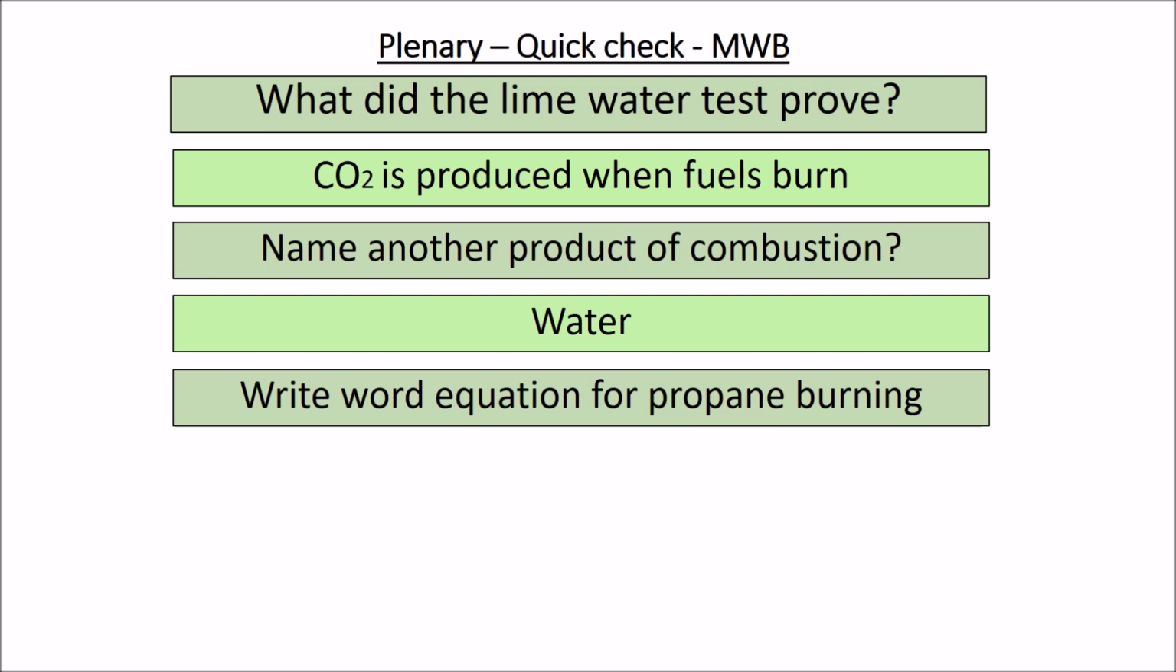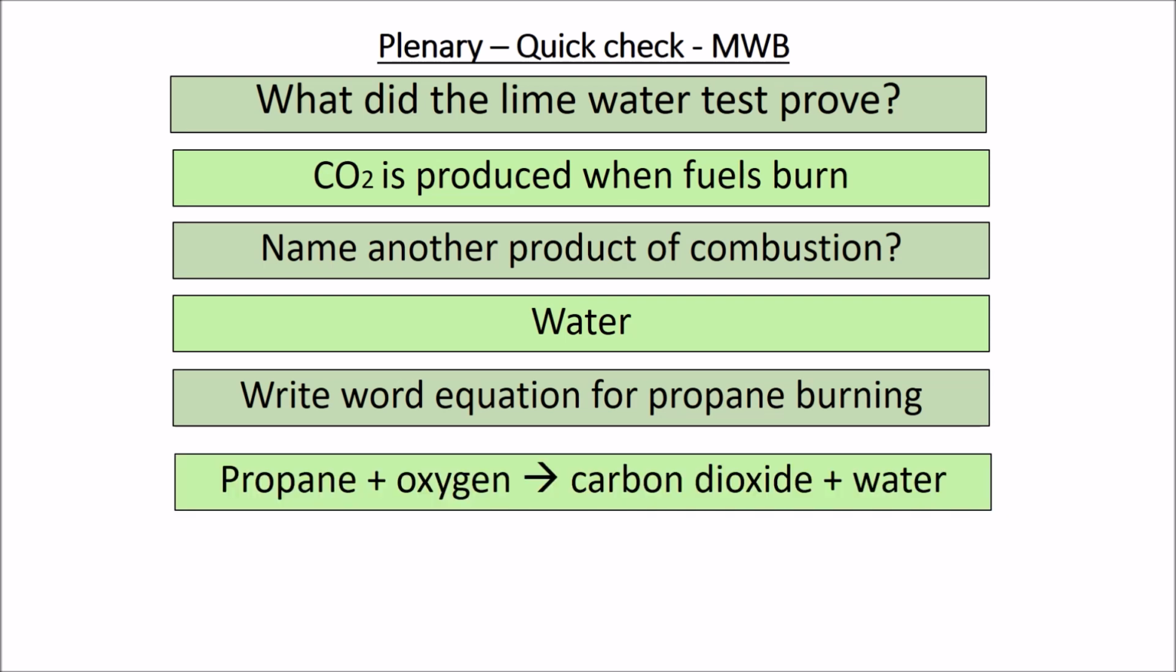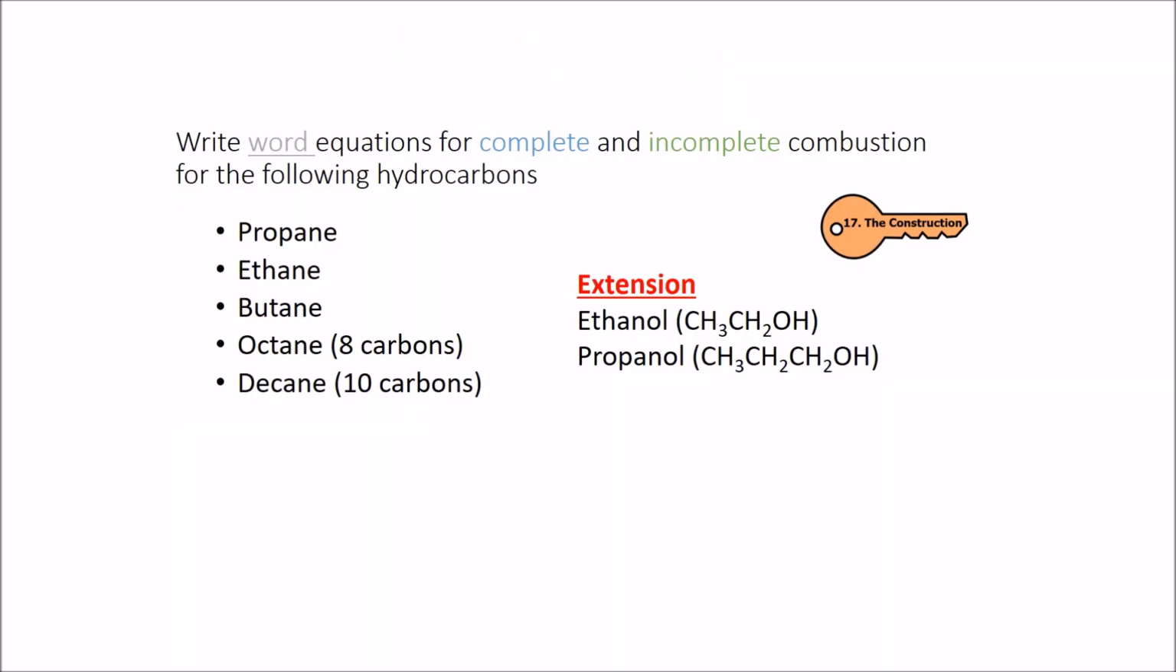Pause the video, have a go. If you wrote propane plus oxygen forms carbon dioxide and water, you are correct. So, got some more word equations here for you. Can you write the word equations for complete and incomplete combustion for the following hydrocarbons? Have a think, please. And if you can't come up with a complete combustion, have a think about whether it might be an incomplete combustion and why, because that's what we're about to go on to. So pause, have a go. What of these can you do from the previous learning earlier in this lesson? How many of these questions can you answer?